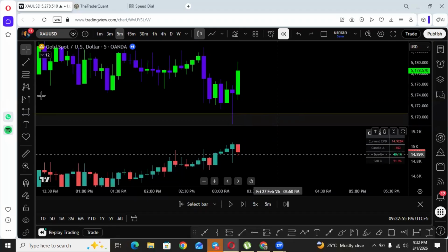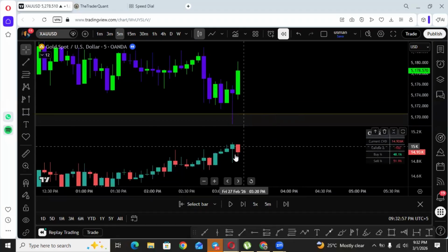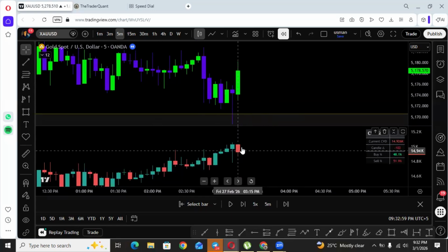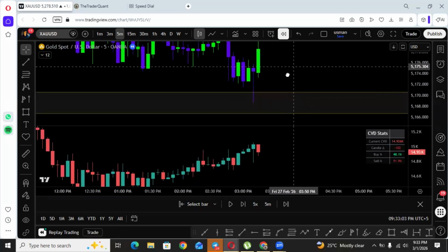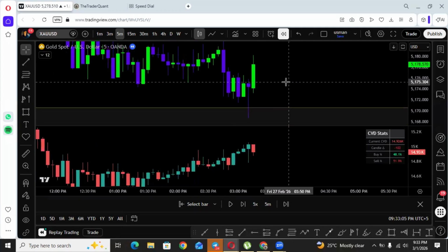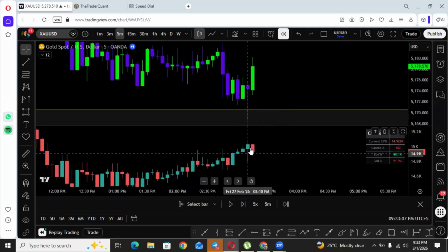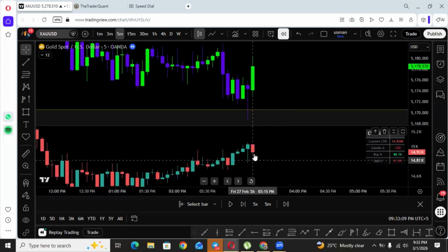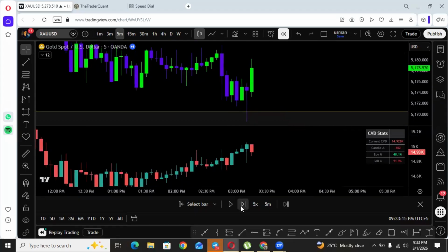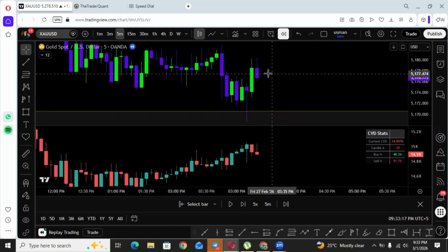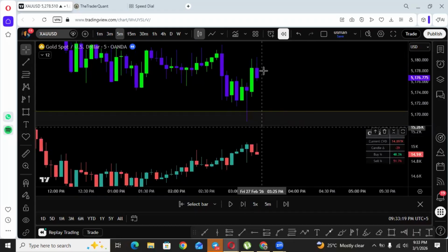Price will always follow what institutions are doing. Price will not follow what an auction market theory trader is doing, what an ICT trader is doing, what a supply demand trader is doing. Price will always follow what institutions are doing. Institutions are selling at this point, but they have shown a buying candle. What will happen? Let's play the chart. Price went down. In this down candle, they are also interested in selling.